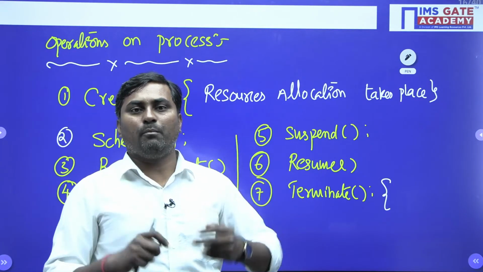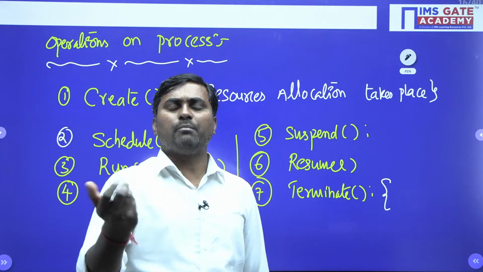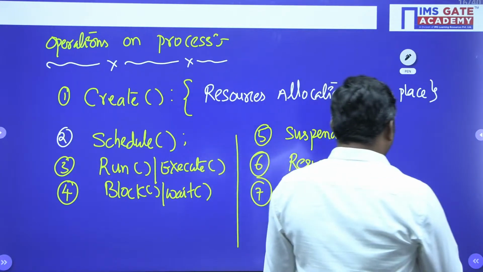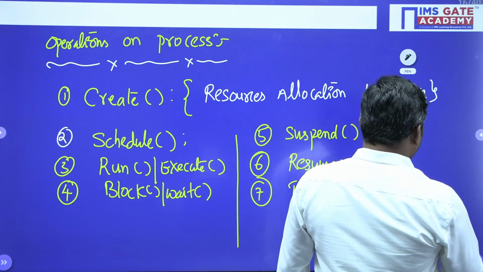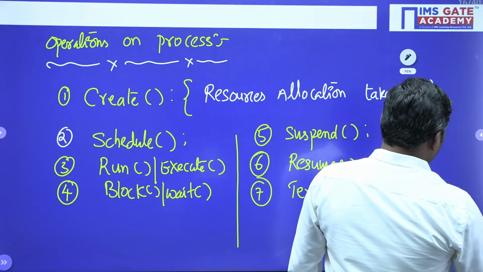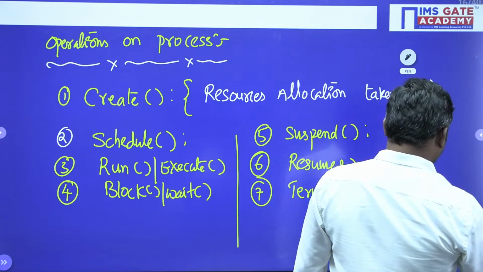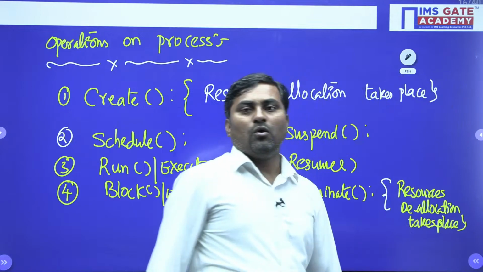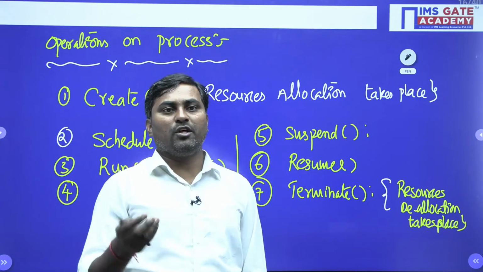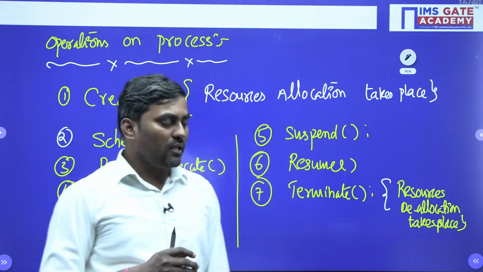Termination can happen normally or abnormally. Normal means successful execution will terminate. Normal termination. Sometimes abnormal termination, where some error happened during execution and we throw it out in the middle. So at termination time, resource deallocation takes place. I hope you understand. Whatever resources we allocated so far, we have to remove. Let's take, you have to free up the memory, remove the process image from main memory. So the resources need to be removed at the time of termination.